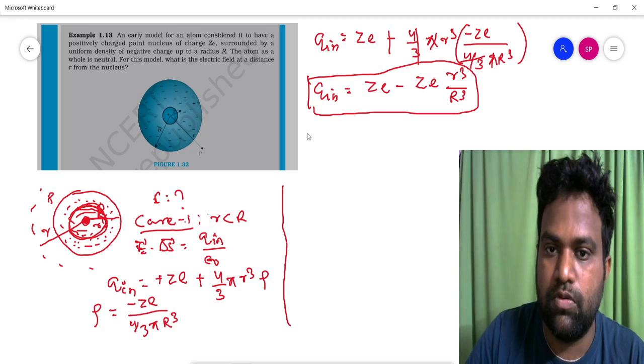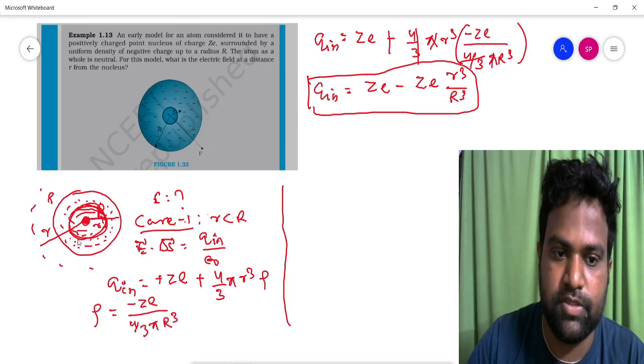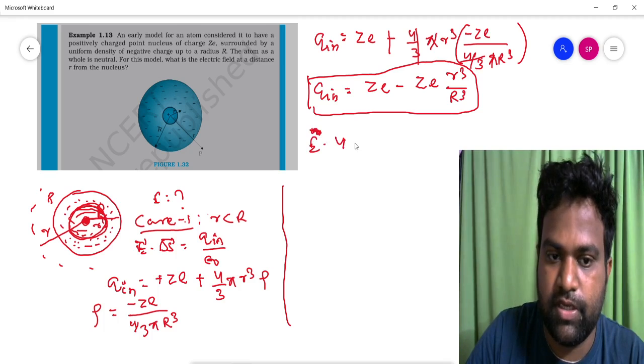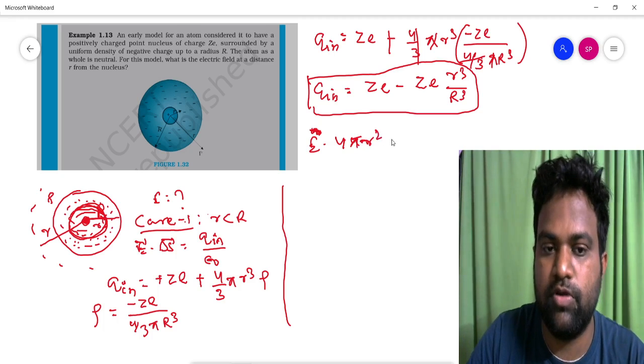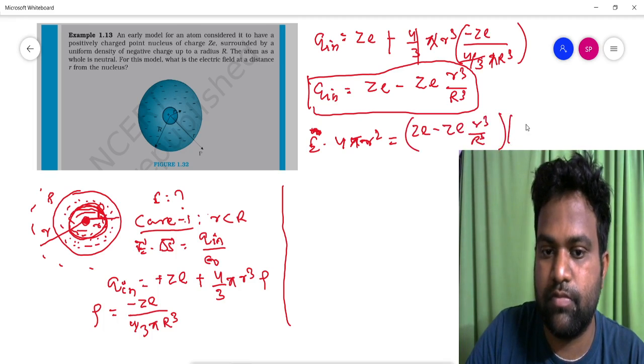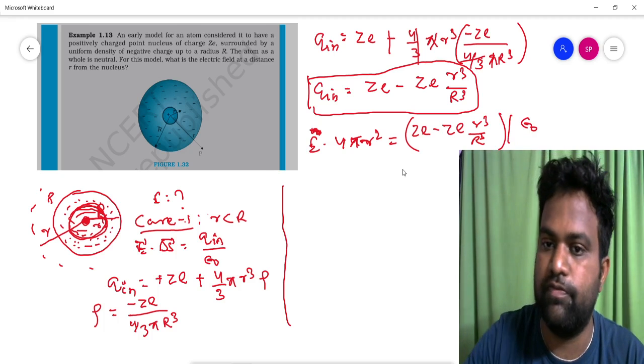So what is the surface area of this small sphere? E dot surface area, magnitude of E, we will write. Surface area is 4 pi r square, small r square, is equal to Q inside, which we just calculated, that is Ze minus Ze r cube upon R cube, by epsilon naught. So this is your E times 4 pi r square.